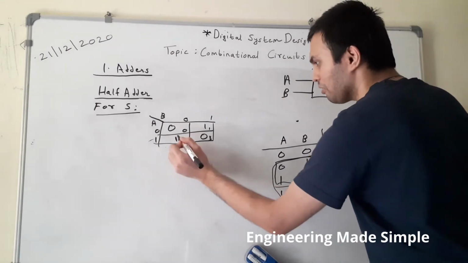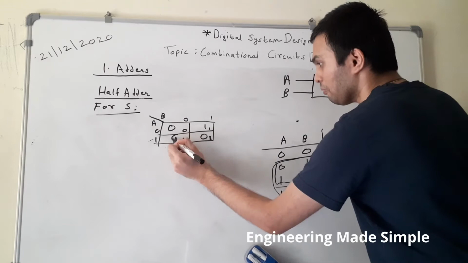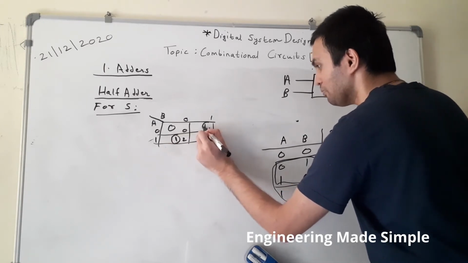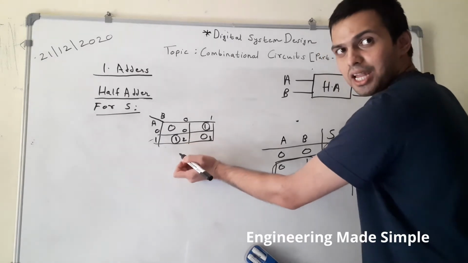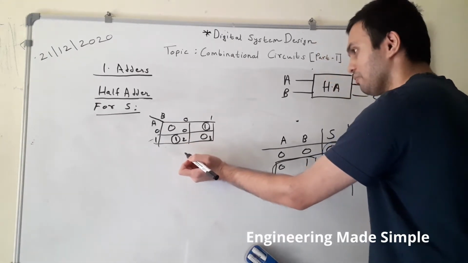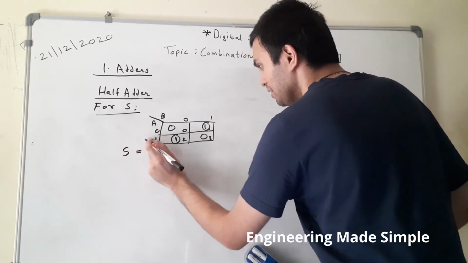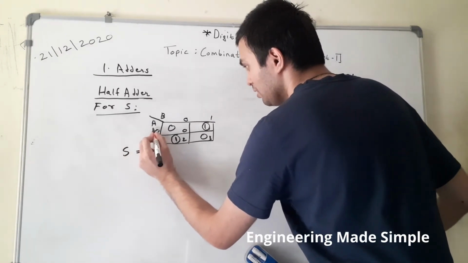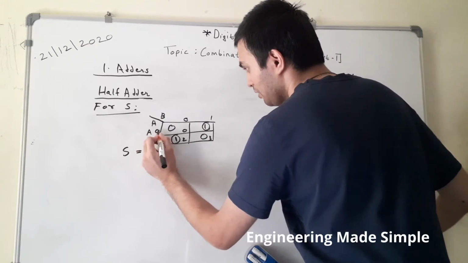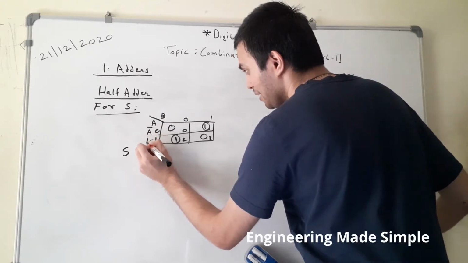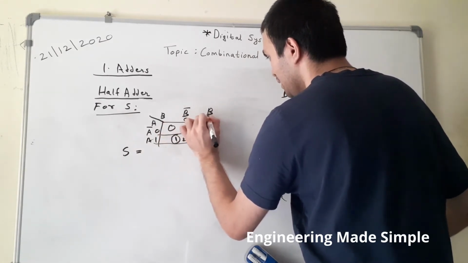Now let us start solving the K-map. As you know, no grouping is possible, so we will encircle the ones individually, because we are interested in finding the Boolean equation for the sum output. So your sum will be... this left hand side column corresponds to A. So here A is 0, so this will be A bar, and this will be A. Here B is 0, so this will be B bar and this will be B.